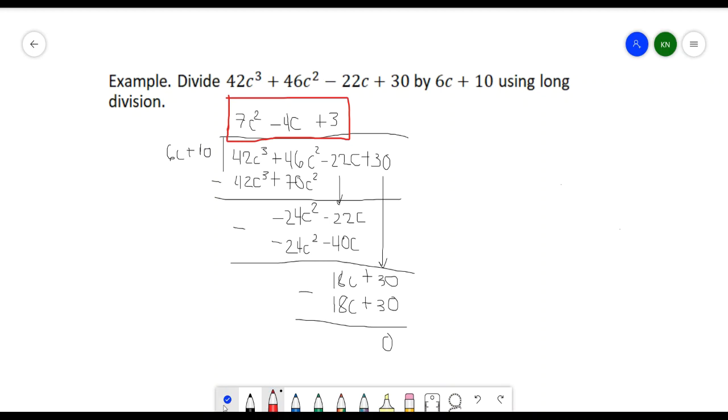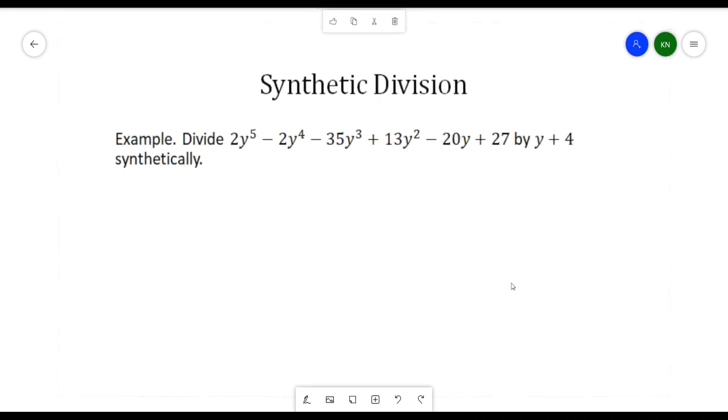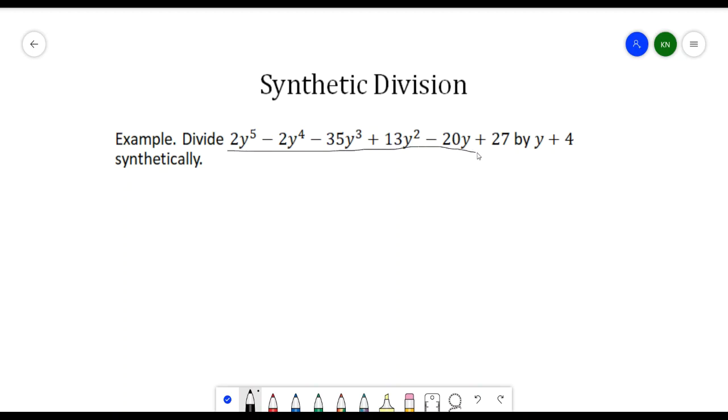Now we'll move on to another process of solving division of polynomials, which is what we call synthetic division. So in solving synthetic division, for example, we have here: divide 2y raised to 5 minus 2y raised to 4 minus 35y cubed plus 13y squared minus 20y plus 27 by y plus 4 synthetically. So in this case, you just have to rewrite the coefficients of our dividend, which is this one.